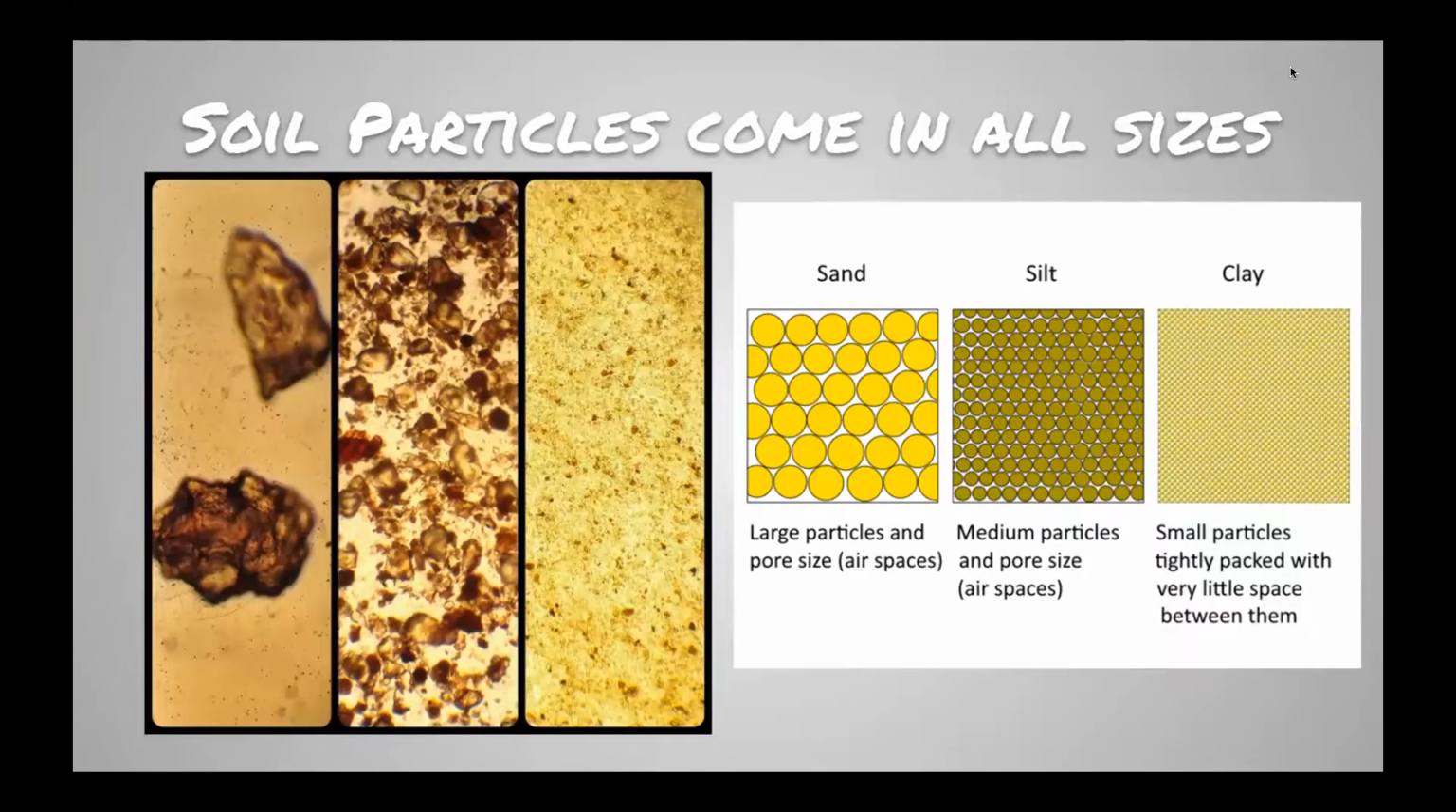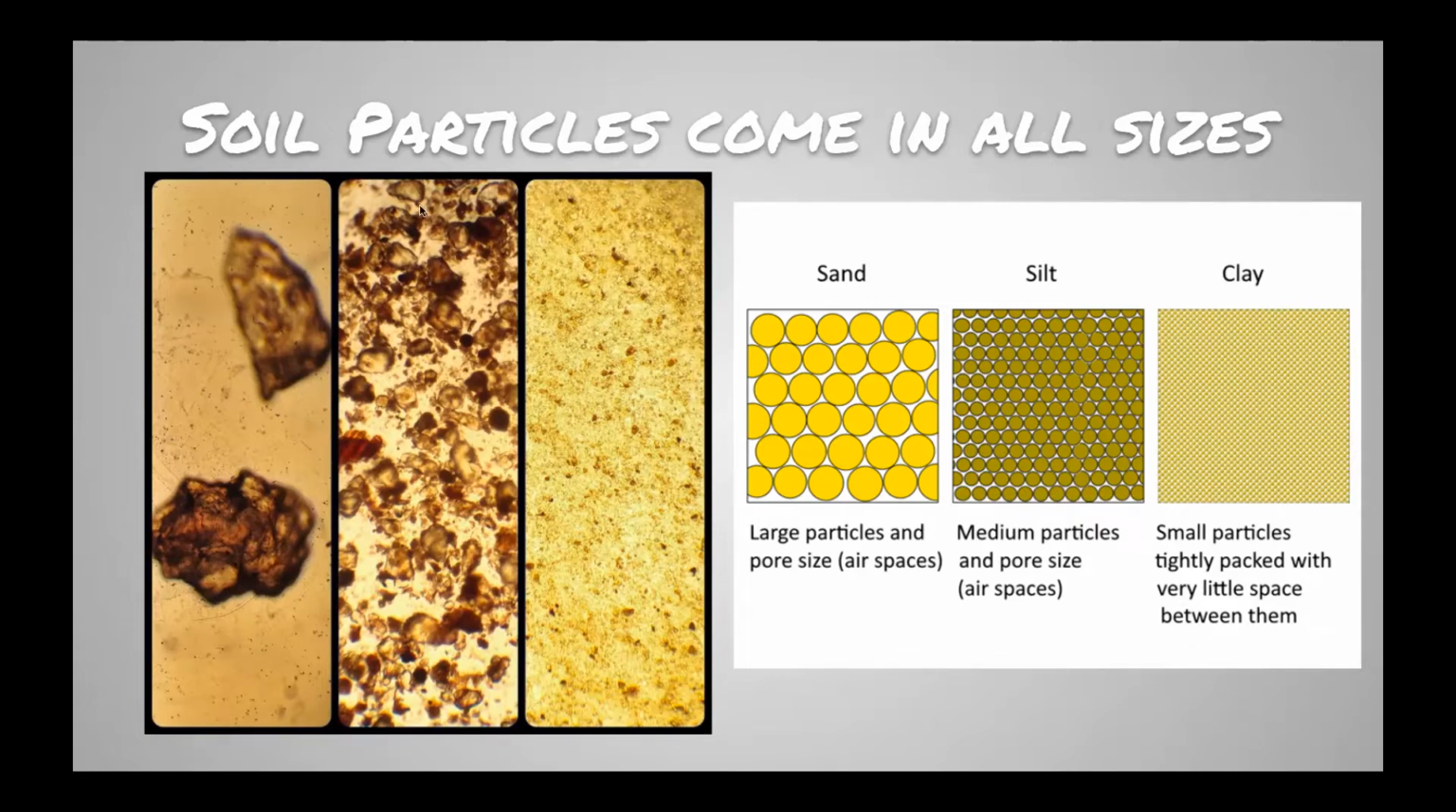So if we look up close under a microscope at different soil particles, we can see the difference in the size. If you look on the right, the one that's a drawing, it shows what sand looks like under a microscope. And of course, in real life, it's not perfect little circles, but the point is to show you that sand has larger particles and larger pore size, which is the air between. If we look over here on the left, the picture taken from under a microscope, you could see 2 big particles. And then there's a lot of air in between.